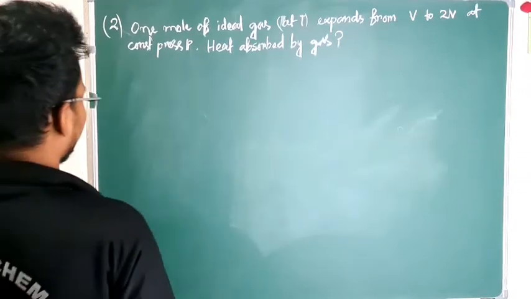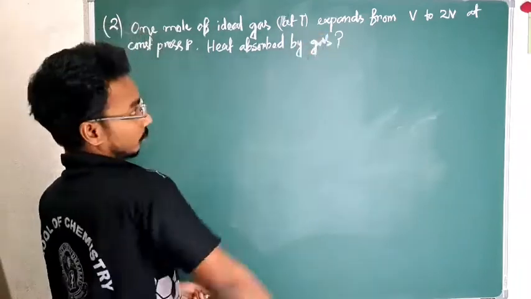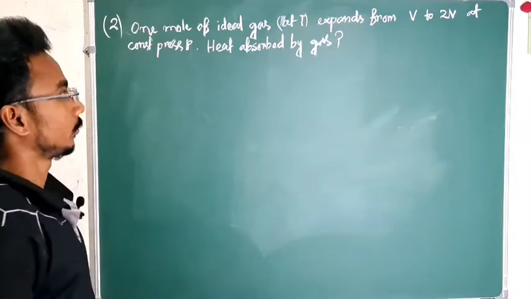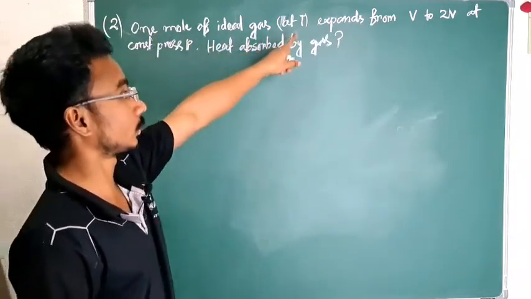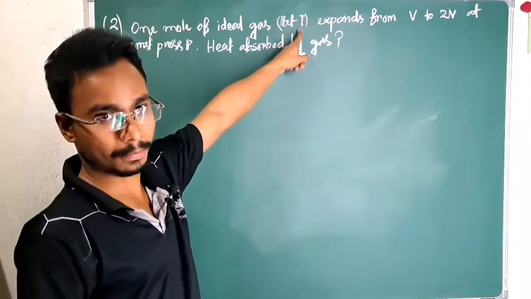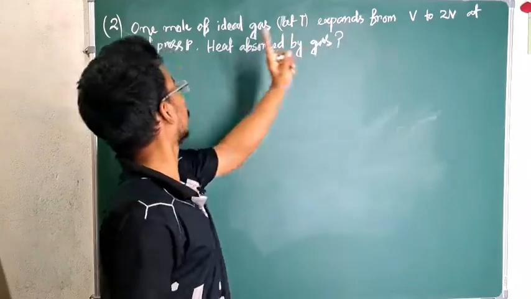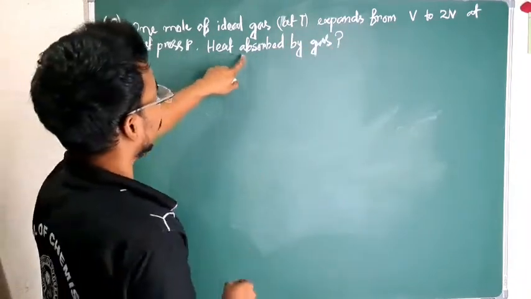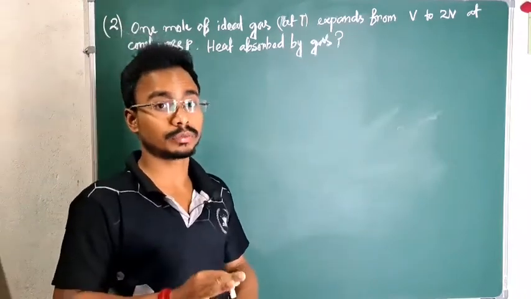Okay, coming to the second question. I wrote this question here so it will be easy to understand. Please read the question. 1 mole of ideal gas at constant temperature T, isothermal, expands from V to 2V at constant pressure P. The heat absorbed by the gas, Q, we have to calculate, not work.